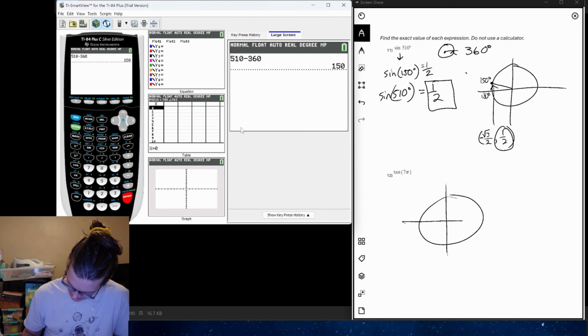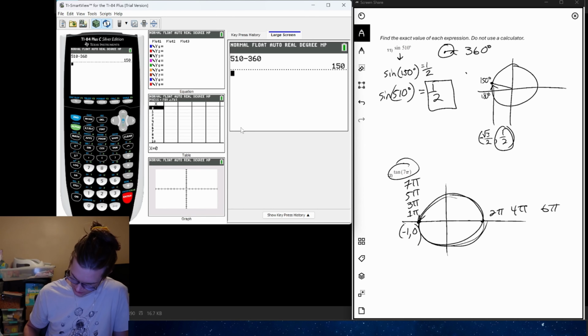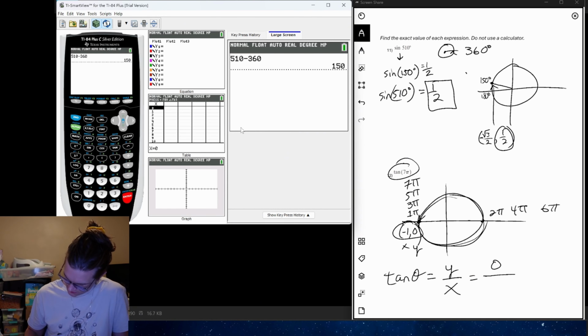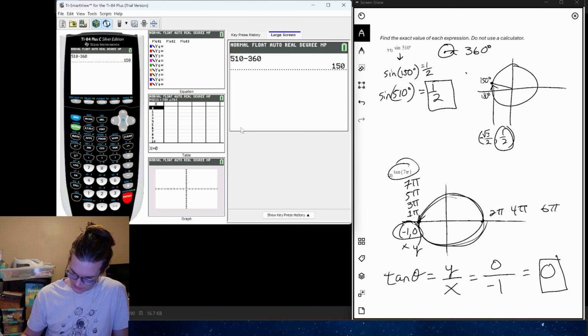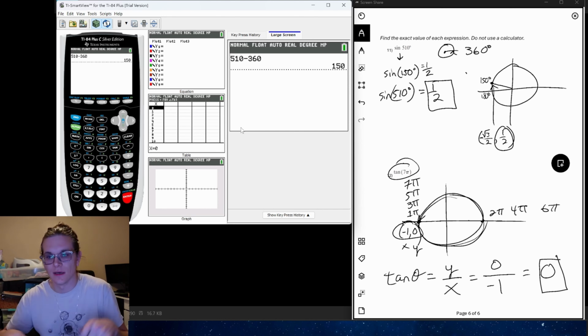And last one, tangent of 7 pi. Well, I got a 1 pi, a 2 pi, a 3 pi, a 4 pi, 5 pi, 6 pi, 7 pi. What's the tangent of this? Well, this is negative 1, 0 from our unit circle. That's x and y. Tangent is y over x. That means our answer is 0 over negative 1. Easy one, it's 0. Tangent of 7 pi is 0, and that's going to do it. I'll see you in the next one.